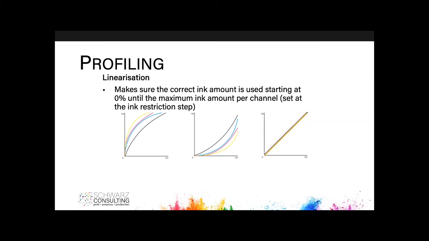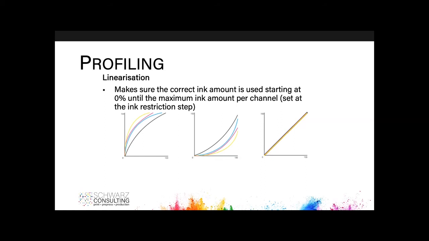It's an easy step. It's just printing a chart with steps. So for example, cyan from 0 to 100% in 5% steps. The measurement device reads it, and then it creates the correction curve. That is the picture in the middle. And as a result, we get the right picture, so the linear printing. This is so far so easy. There's nothing special.